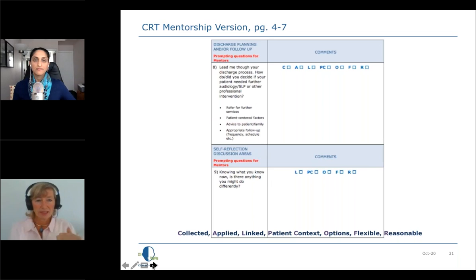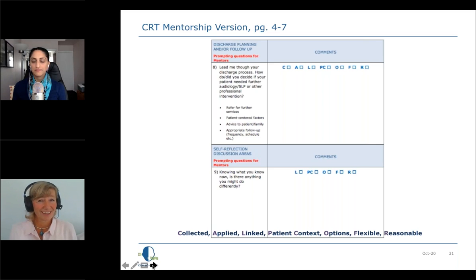So again, you can see there's different sections. Now we're on the discharge planning, so that goes with question 8. And then the very final question I like to include as well, because this is more self-reflection after you've gone through sort of the whole intervention that you may have carried out with the patient. So the last question is, knowing what you know now, is there anything you might do differently?